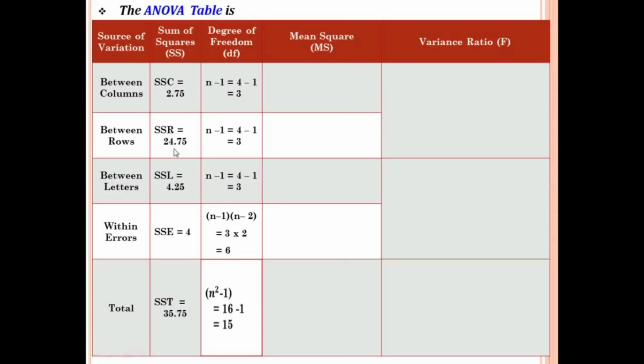SSC 2.75, SSR 24.75, SSL 4.25, SSE error value 4. If we add these values, we get 35.75. Already we found this value also.